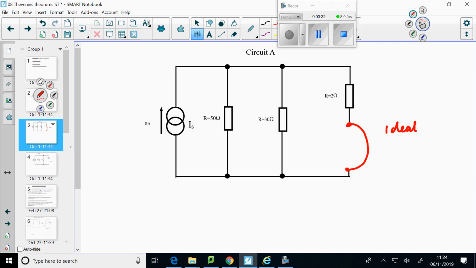Ideal resistance of an ideal voltage source is a short circuit, isn't it? 0 ohms. Remember that from last week? So we short it out.